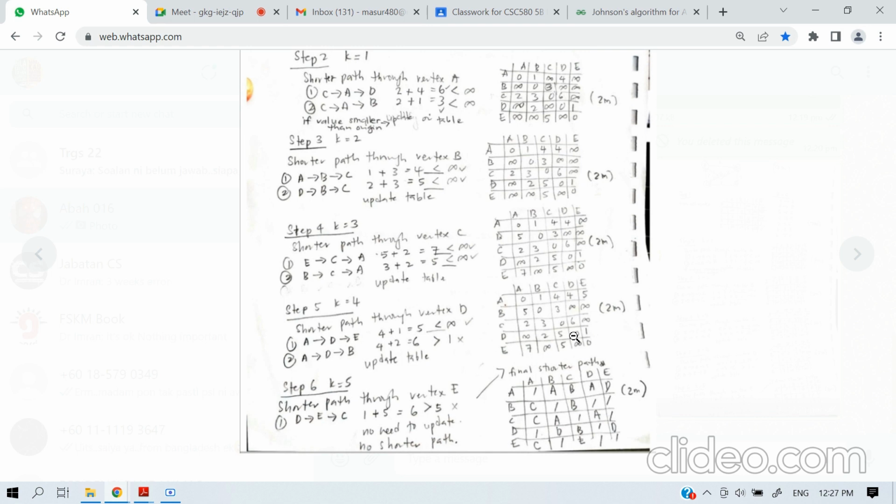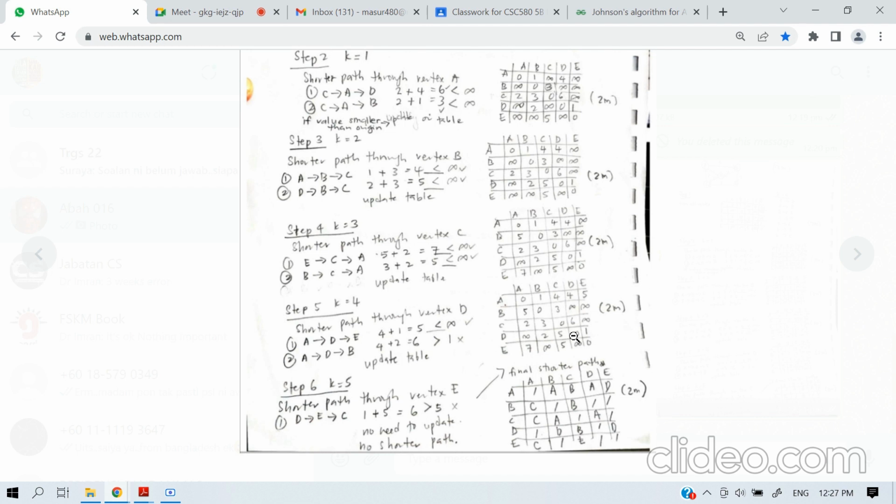So for node D, there are two distances: from A to E going through D and also A to B going through D. So you check 4 plus 1 equals 5, less than infinity. Yes, please update the table. And then the next one is A to B going through D. 4 plus 2 which is 6. 6 is larger than 1, the original value. So no need to update the table for this instance.